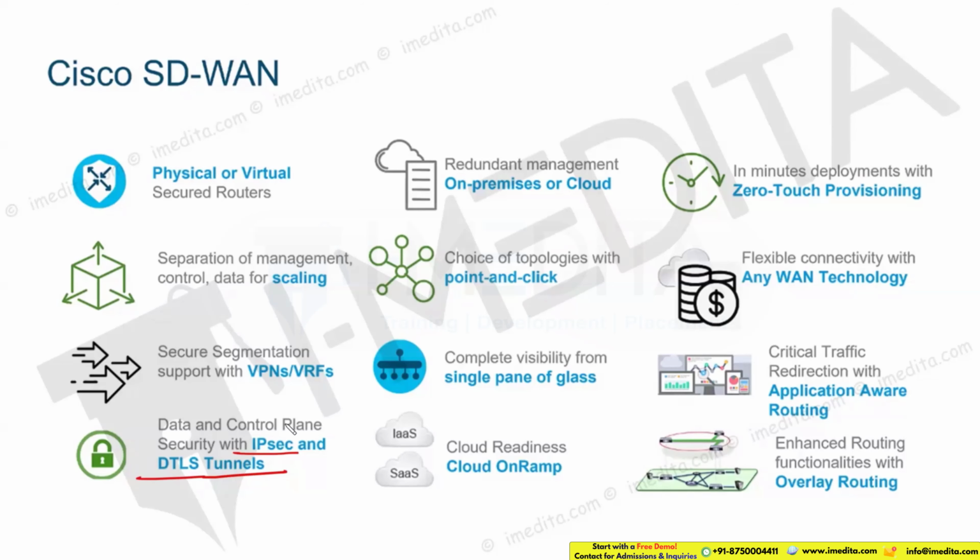Your routers and control components are capable enough to understand where they have to use DTLS and where they have to use IPsec. But it's all secure. All the connections are going to be secure connections.